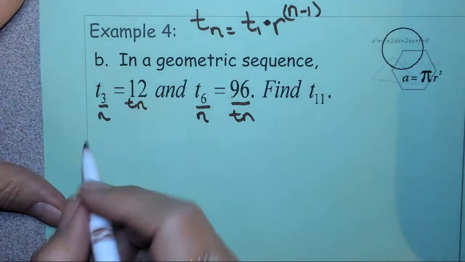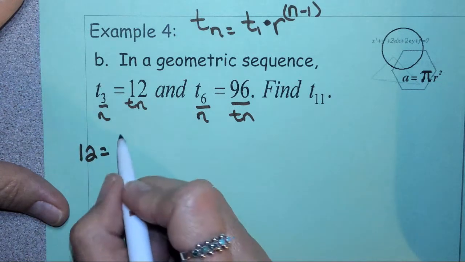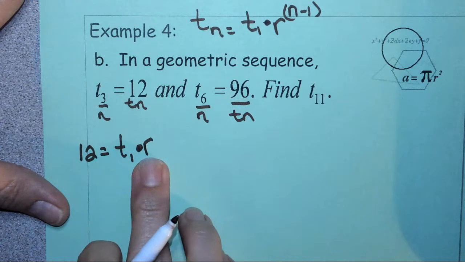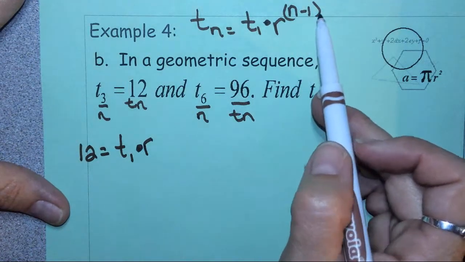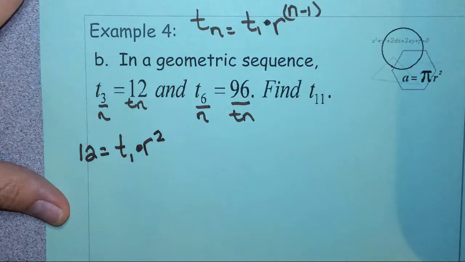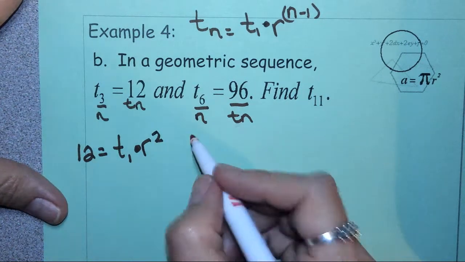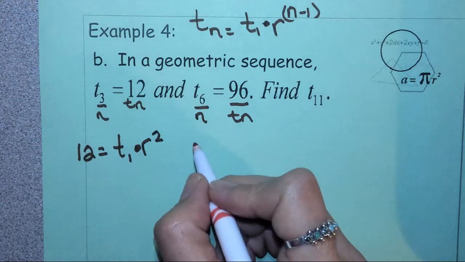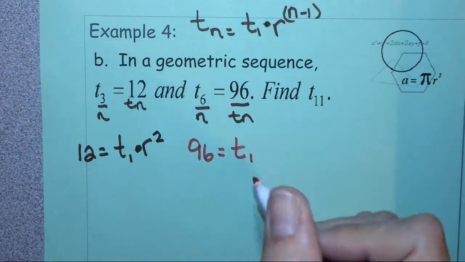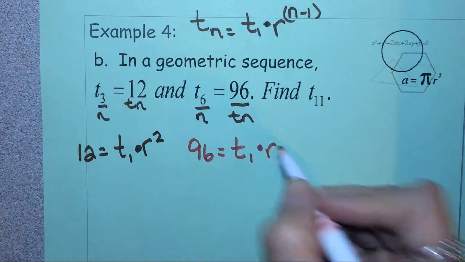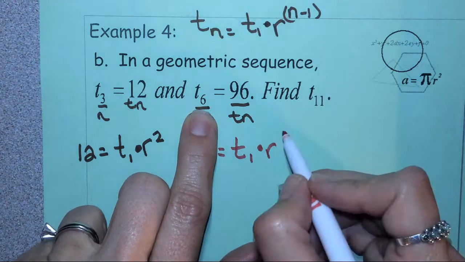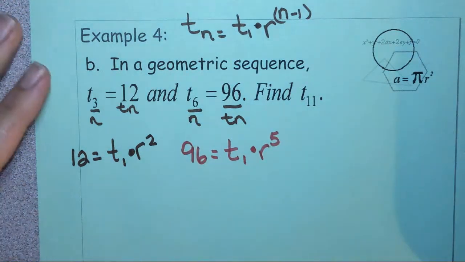So my first Tn is 12. I don't know the first term. I don't know my ratio, but I can raise it to the n minus 1. N is 3. 3 minus 1 is 2. That's my first equation. Let me do it again over here. So I'm going to have 96 equals t1, which we don't know, times r, and I'm going to raise it to the n minus 1. N is 6. 6 minus 1 is 5.